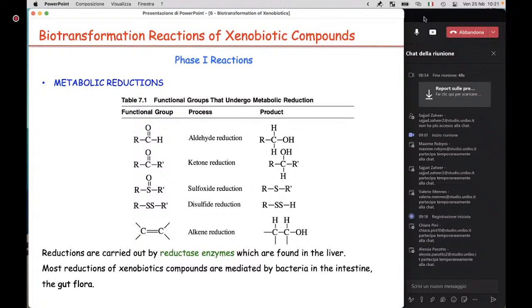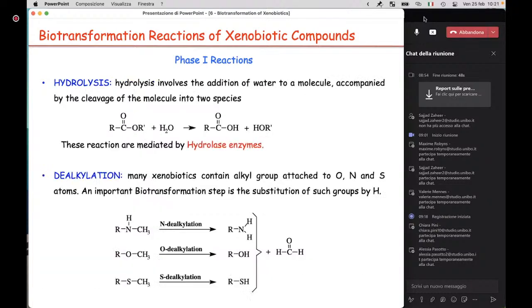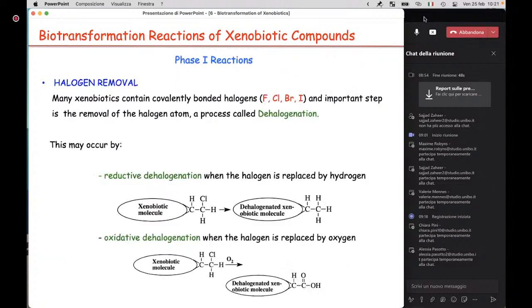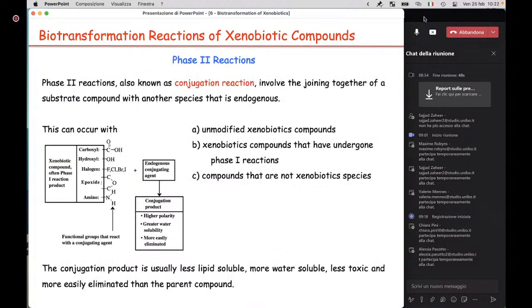Within reduction, we have a lot of different reactions, and also halogen removal, of course. These are the most important classes. Then we have phase 2 reactions.